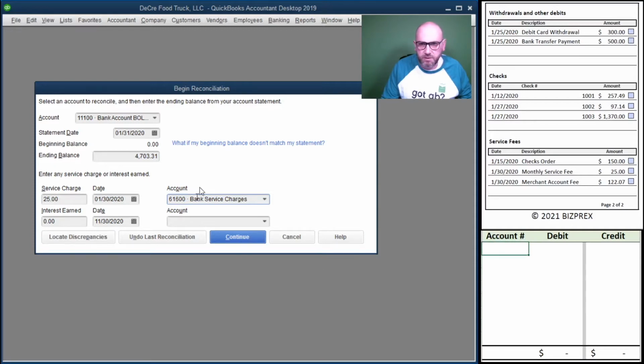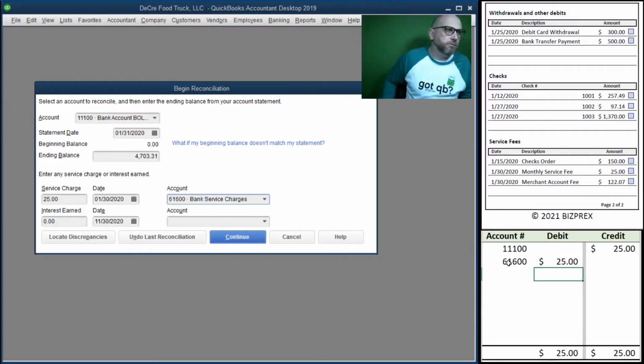Because again, this entry right here, we're booking something, right? So our bank account is reduced by $25, right? Because they're charging us a service fee. Our service fee expense is going up by $25 as well.